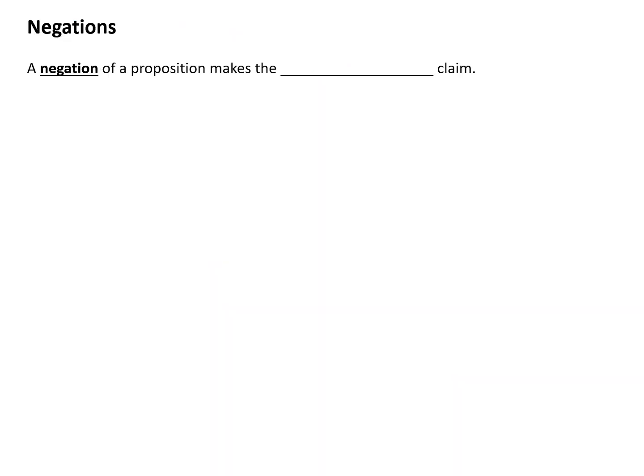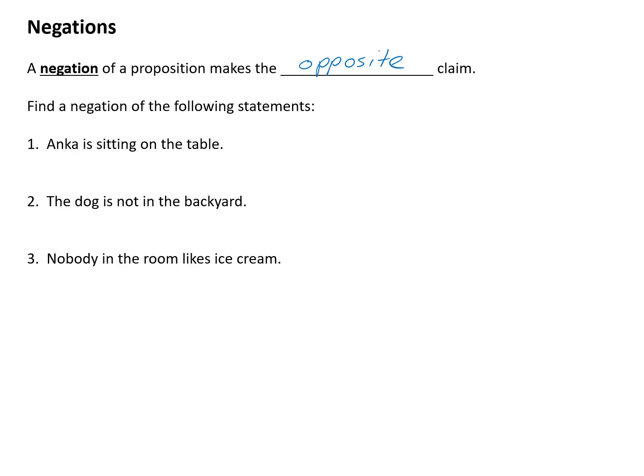All right, so let's play with propositions, and let's start with negations. The negation of a proposition makes the opposite claim of the original proposition. And because it makes the opposite claim, that means it will have the opposite truth value. So if the original proposition was true, the negation will be false. If the original proposition was false, the negation will be true. Let's look at a couple of examples.